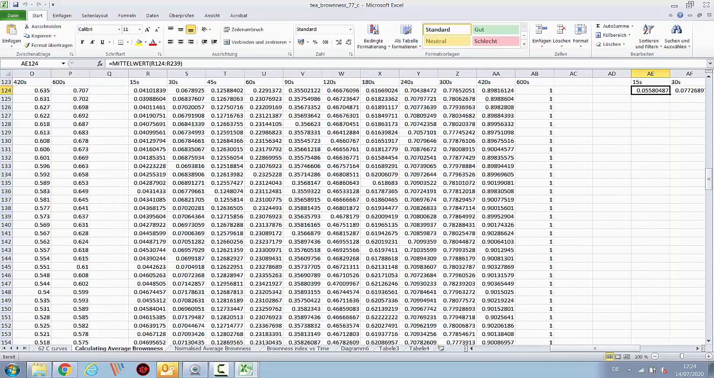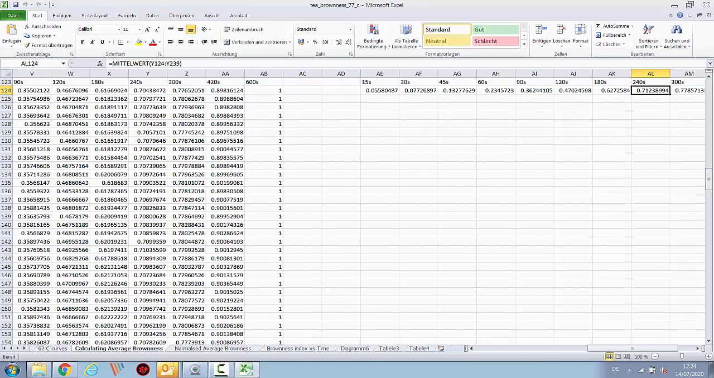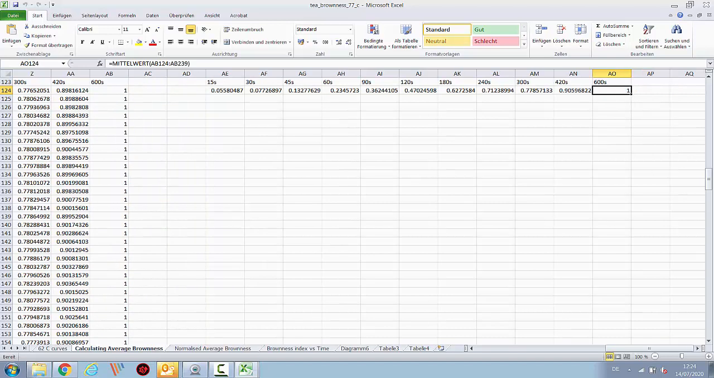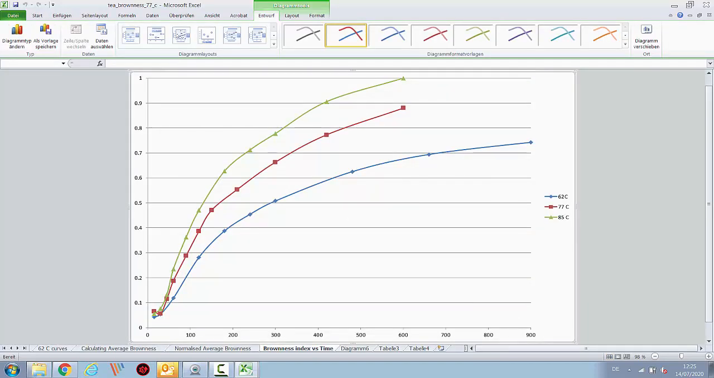Then I've taken the average. Mittelwert is average, so it's the average of all of those values between 500 and 550 nanometers, and put them into this table, and those are the ones that we've put into our normalized average brownness. This is the brownness index versus time curve, which is those data points that we just calculated.